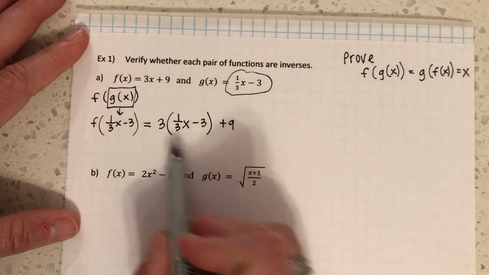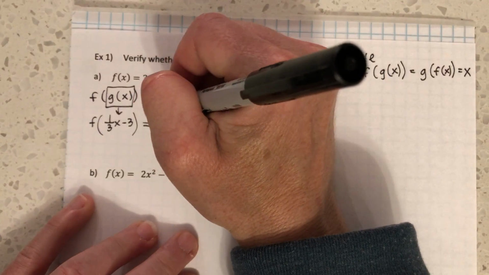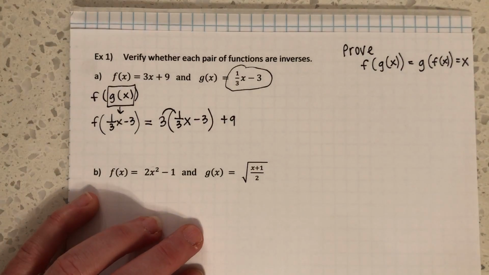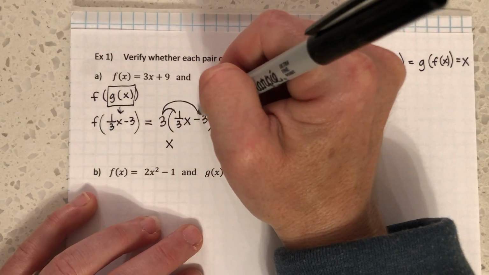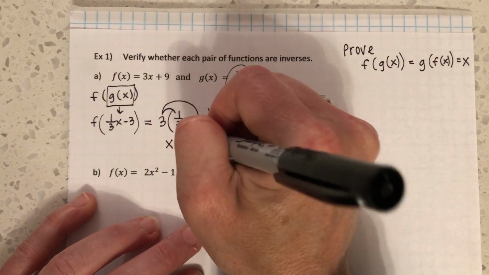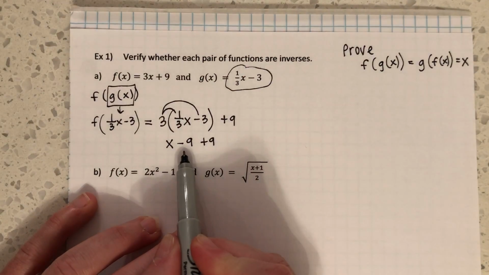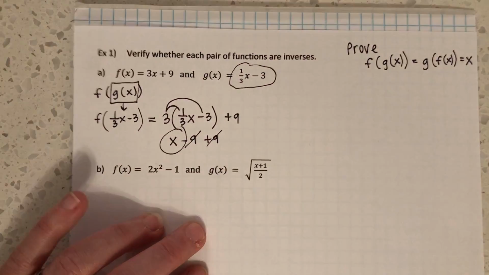If all of this cancels out, then we're going to be looking good. All right, so let's distribute our 3. 3 times 1/3 x is 1x. 3 times negative 3 is negative 9. Bring down the plus 9, and guess what happens? Negative 9 and positive 9 cancel each other out, and you're just left with x.